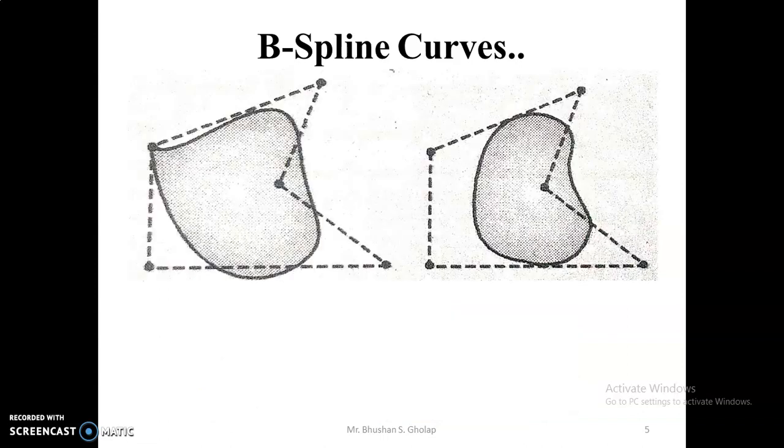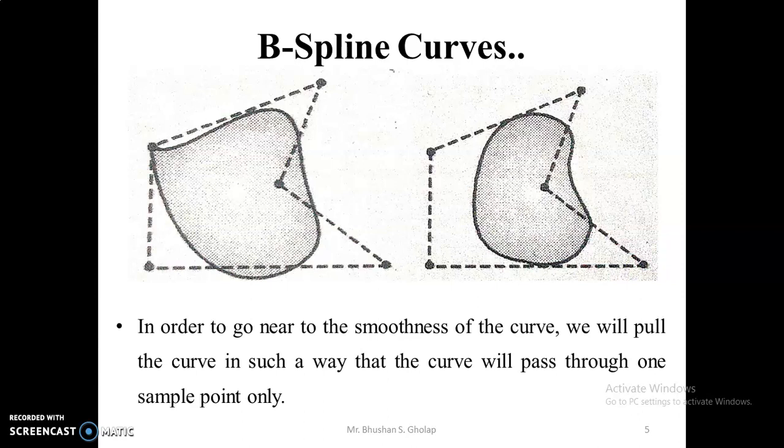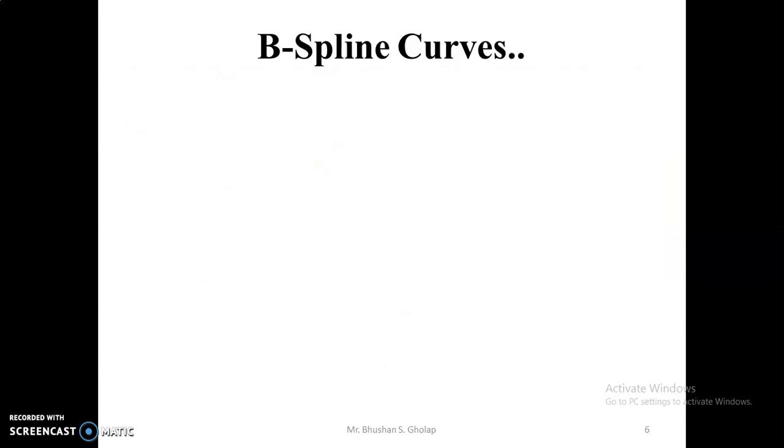In order to go nearer to the smoothness of the curve, we will pull the curve in such a way that the curve will pass through one sample point only. It means the blending function will be 1 for only one sample point. By using this technique, we may eliminate the sharp corners. But this will not give us a natural appearance of the curve.